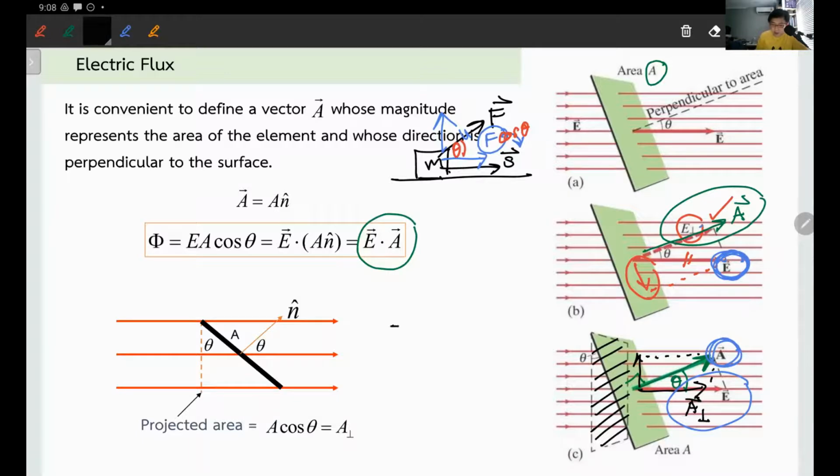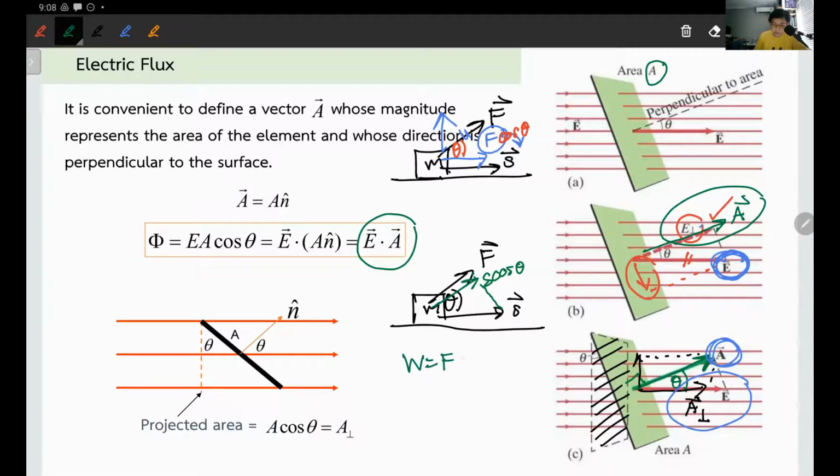So when you have the force that is not pointing in the same direction as S, you take F cosine, because that is the component pointing in the same direction as S. But the other way you can do it, same scenario, is you take S cosine theta and multiply by F. Same thing, you end up with the same. W equals F cosine theta S, or is it F S cosine theta?